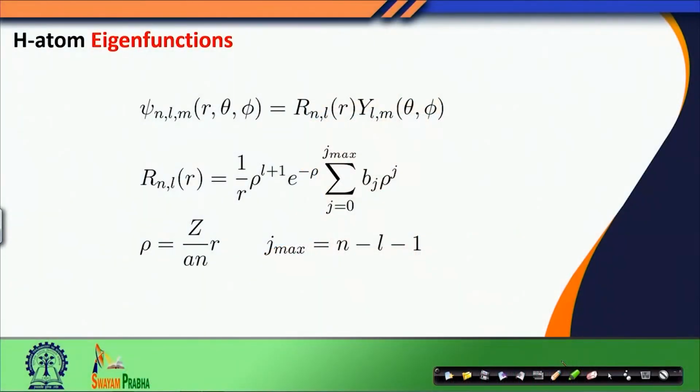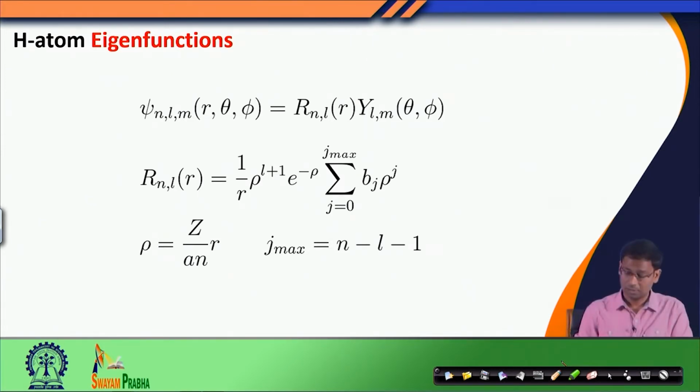Hello students, welcome to today's lecture. In the last lecture, we discussed the hydrogen atom's energy levels and the emission spectrum of the hydrogen atom, and we also discussed that the energy levels of the hydrogen atom were n square fold degenerate. Today, we will discuss the hydrogen atom's eigenfunctions.